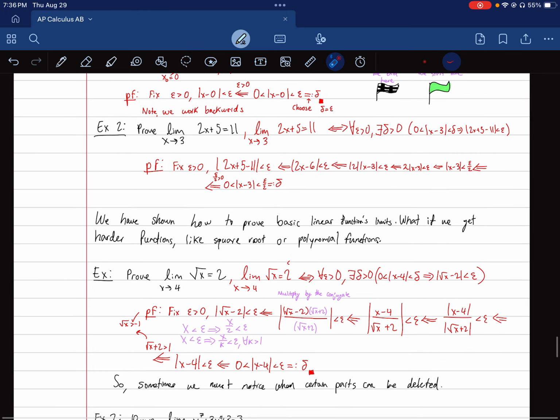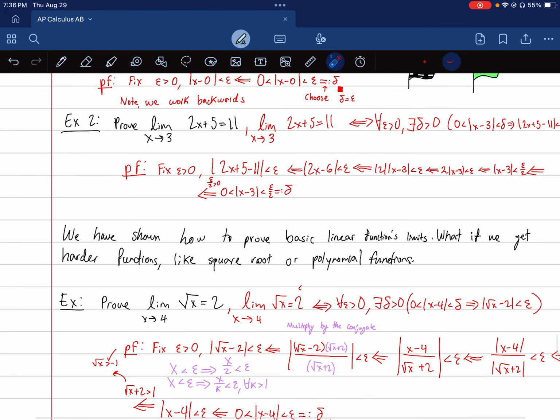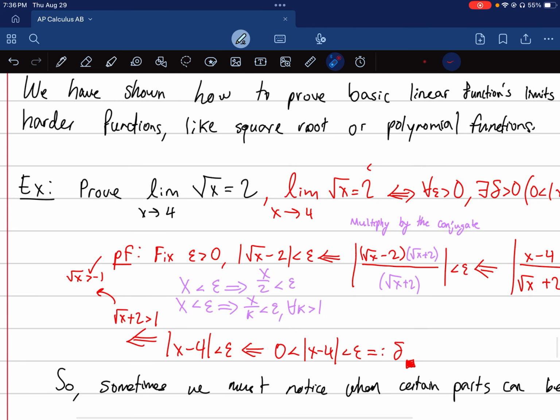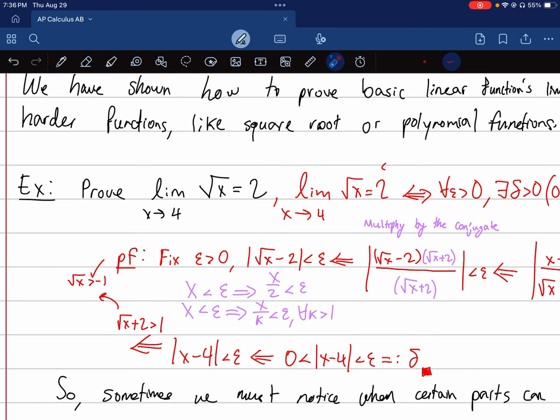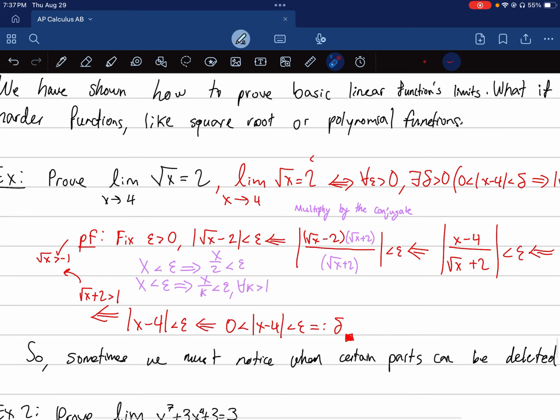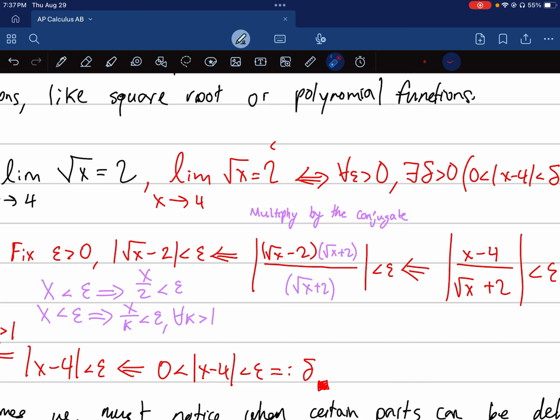So we have shown how to prove basic linear function limits. However, what if we get some harder functions like square root or polynomial functions? Here's an example. Prove the limit as x approaches 4 of the square root of x is equal to 2. So we'll rewrite that here.